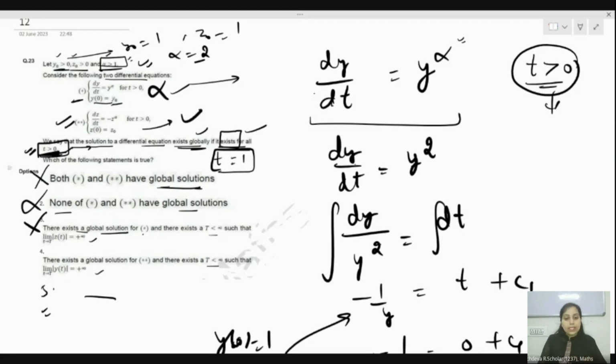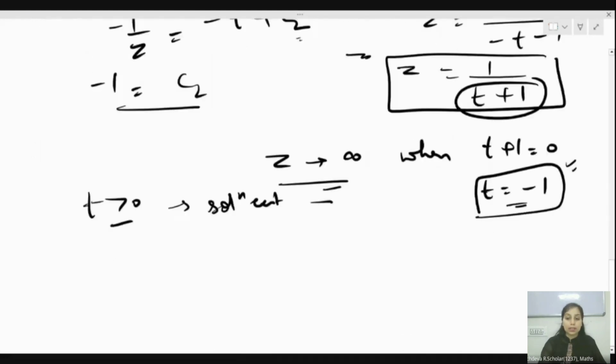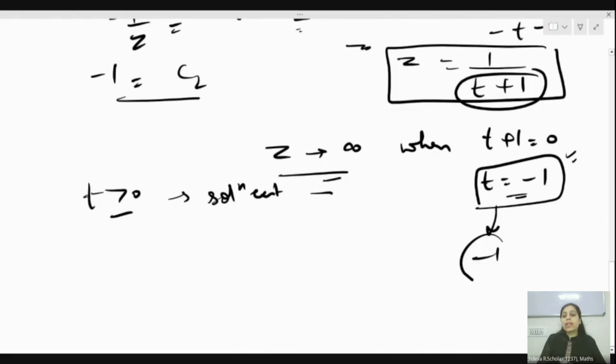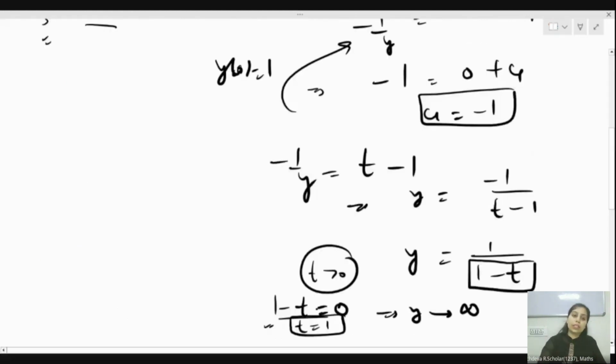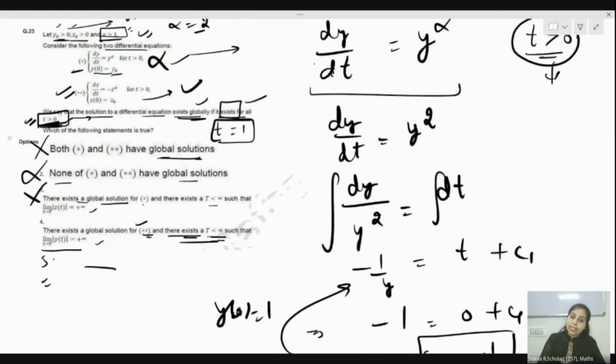Now, there exists a global solution for double star. That is correct, but they are saying there exists a t less than infinity such that t tending to t will give you infinity. Yes, there exists a number less than infinity. This number, minus 1, is giving you the solution going towards infinity. That is right. There exists a t less than infinity which is giving you the infinity answer. So that means the fourth option is the correct one, and the rest are wrong.